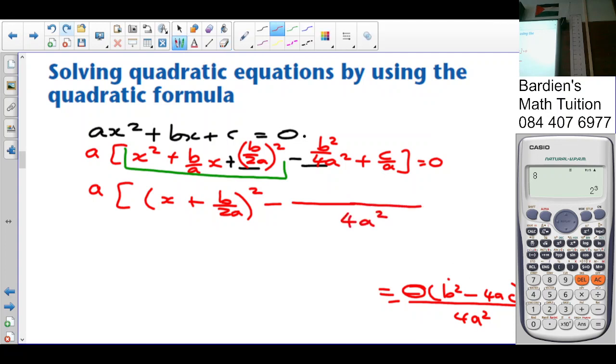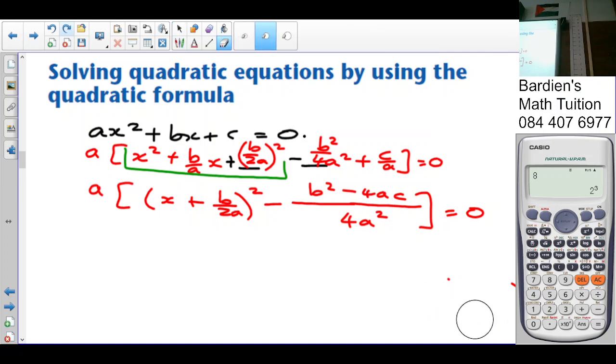4a squared. On top I'm left with b squared minus 4ac. Okay. What's the next step we normally do? Multiply the a in. Let's multiply the a in. What do we get?